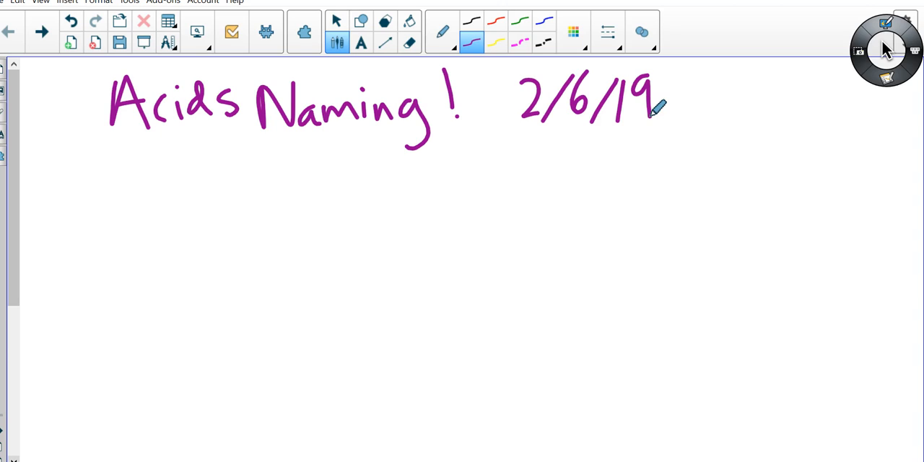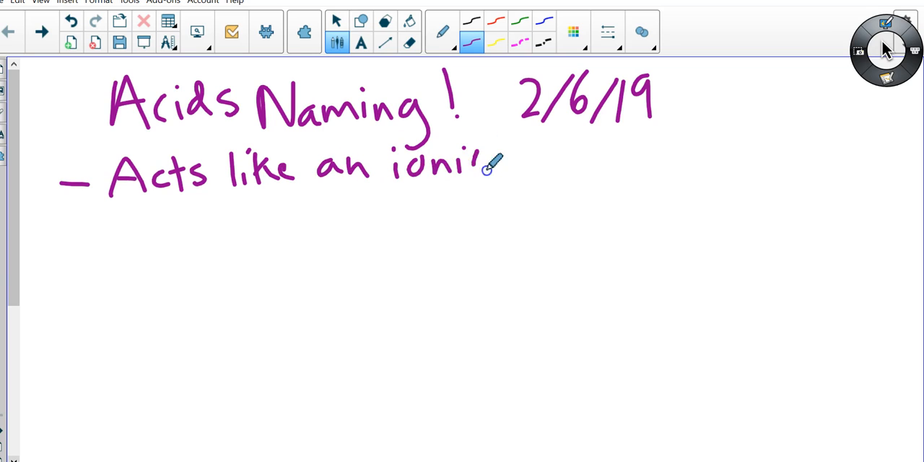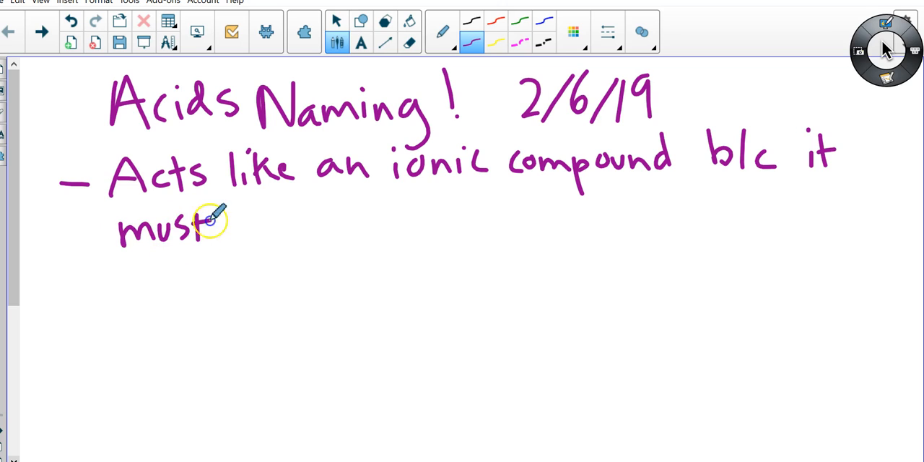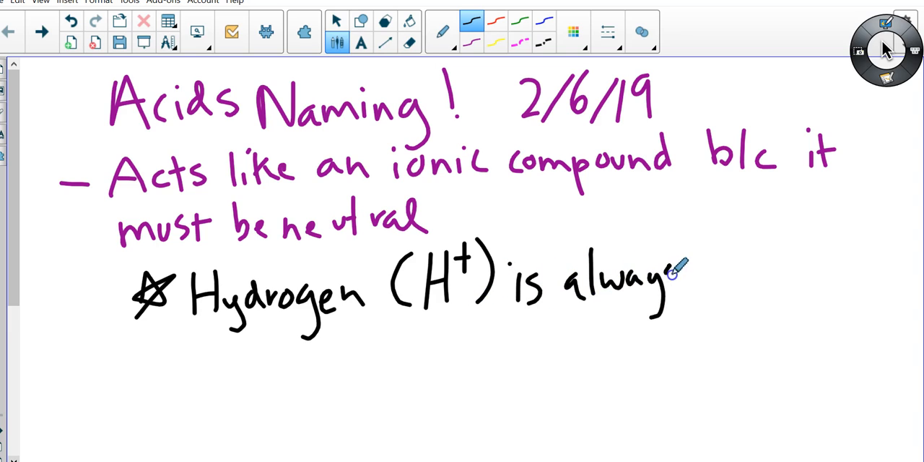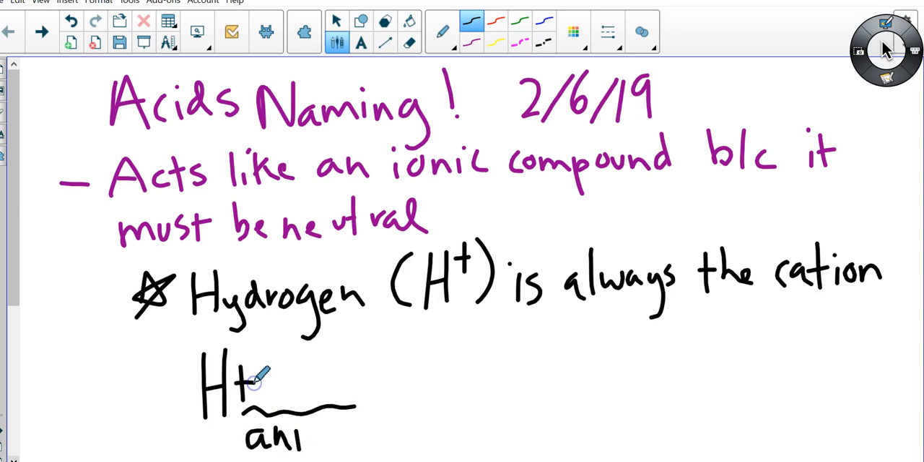All right. The thing about acids, how you're gonna know it's an acid, is it's going to act like an ionic compound because it must be neutral. The difference is that the cation is always hydrogen, which will be H plus. What do cations do in order? Are they first or second? So how you'll know you have an acid is it will be H, and then you will have an anion. H plus some anion.